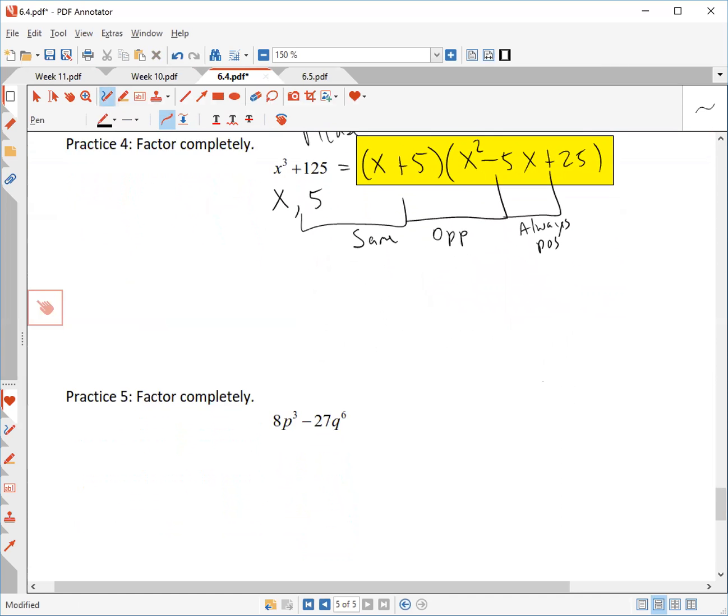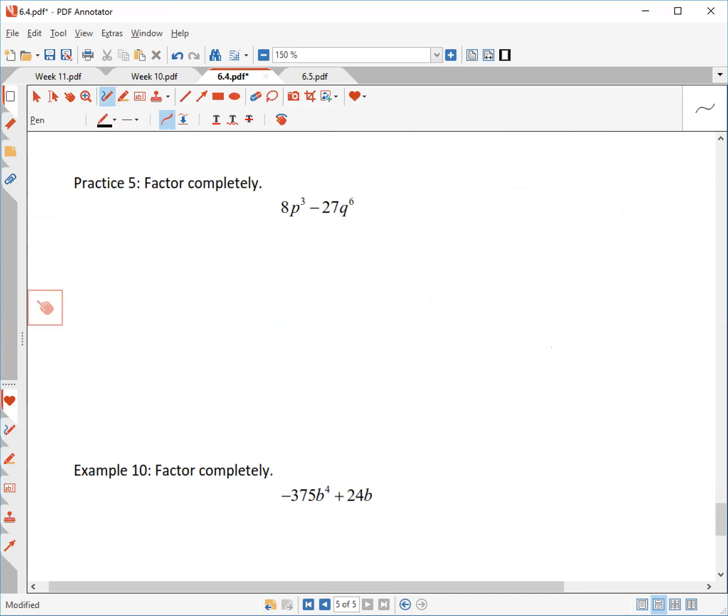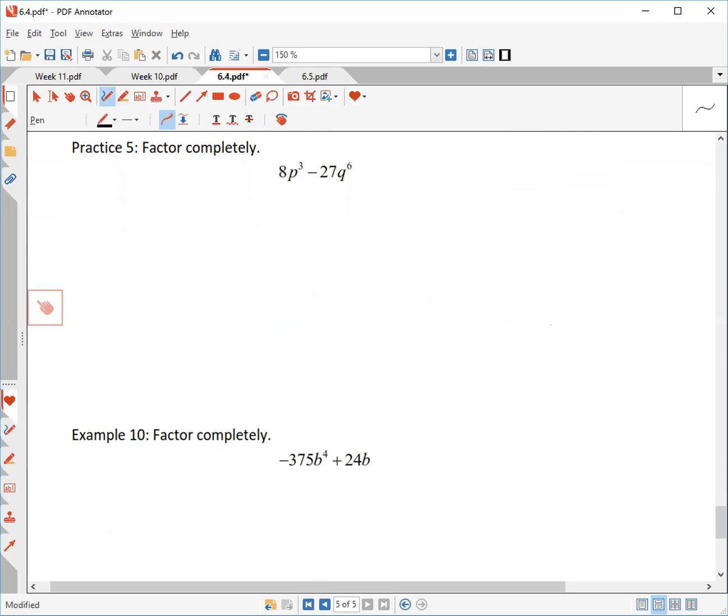All right, the next one's a little bit harder. Try that one out. Recover your two pieces, and then square, product, square, and then SOAP.